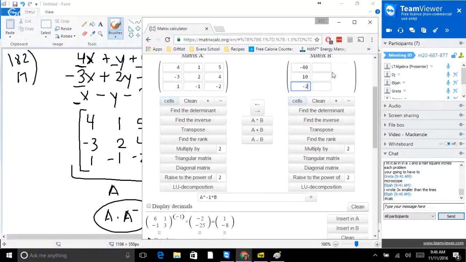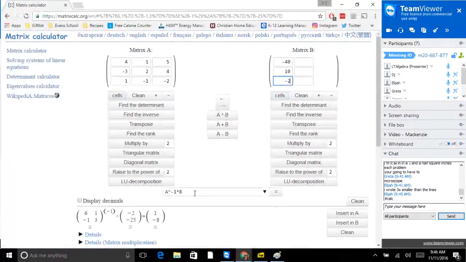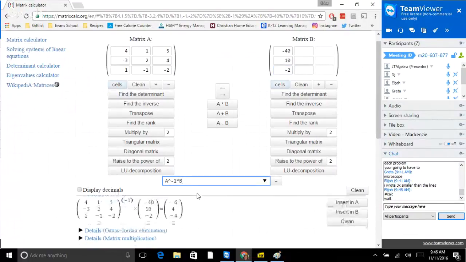If I go back here, thankfully this is the default calculation that's in here. So I want to take the inverse of matrix A times B, and I get that the inverse of A times B equals -6, 4, -4. So that means that X equals -6, Y equals 4, and Z equals -4.